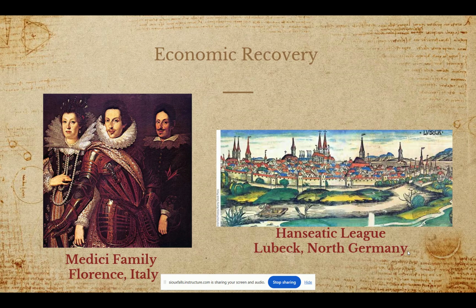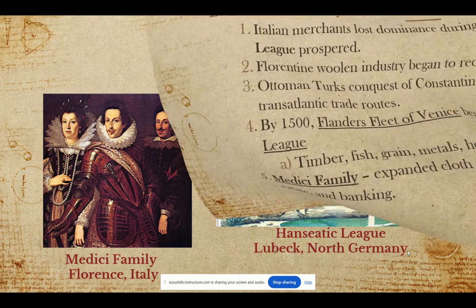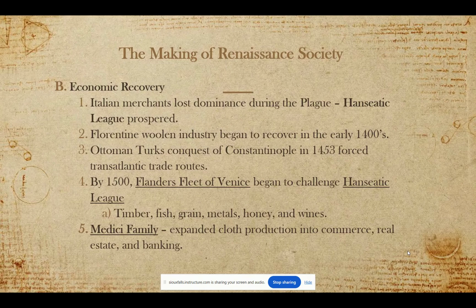The Florentine merchants, as well as the other merchants of Italy, started to challenge the northern trade routes of the Hanseatic League. Here is a picture of Lubeck, which would have been the most dominant of the northern trading cities. But whether you were a trader in the Mediterranean or somebody up in North Europe, all Europeans were dealing with the same problem at this point by the 1400s.